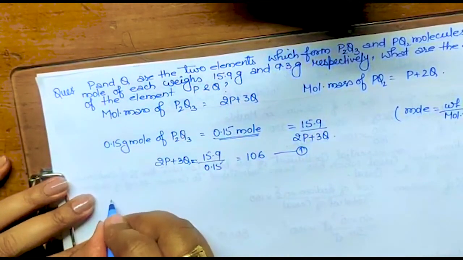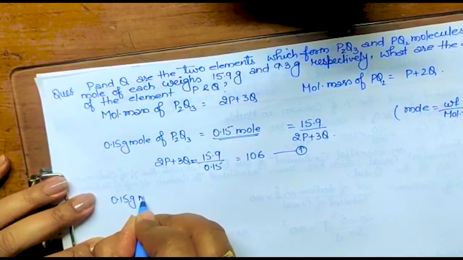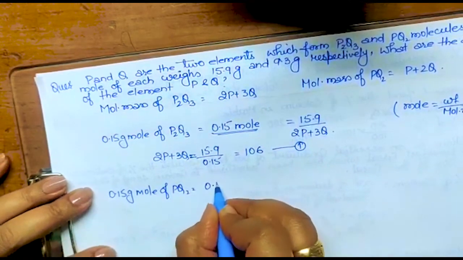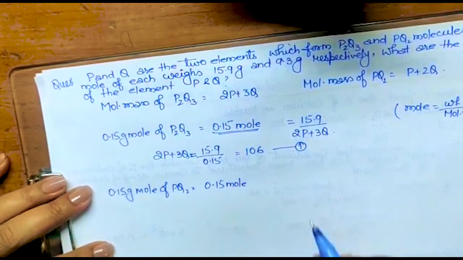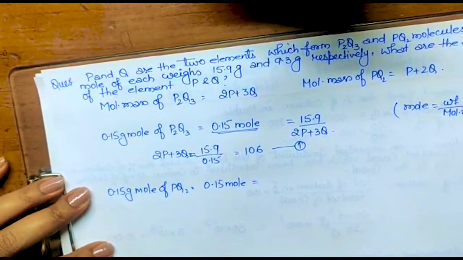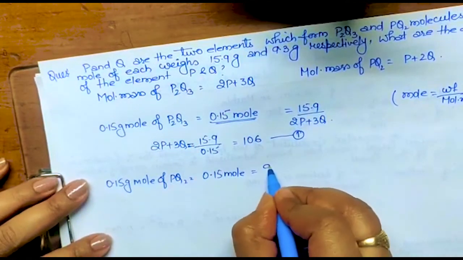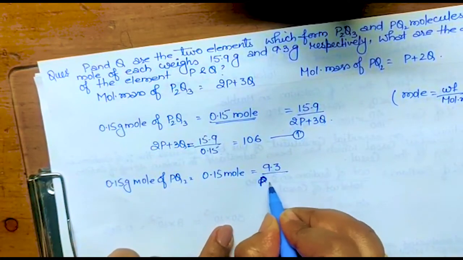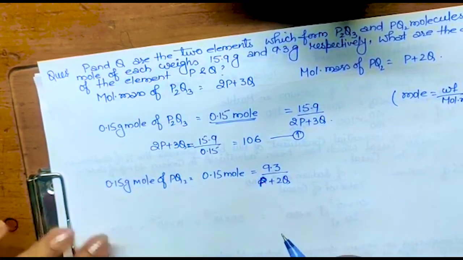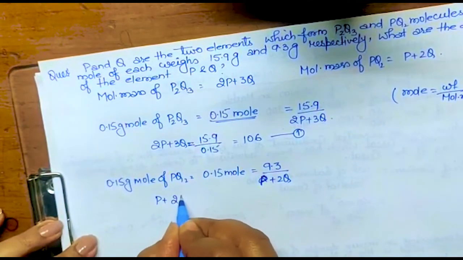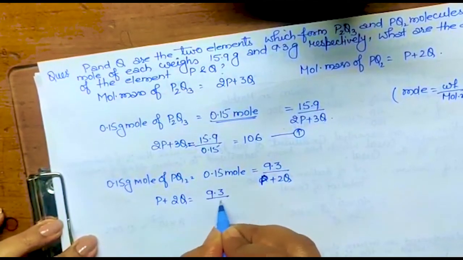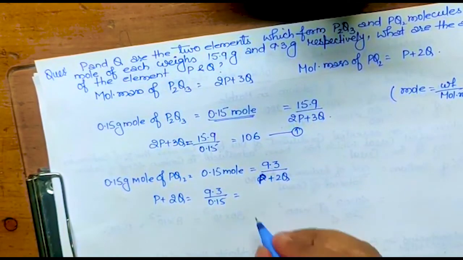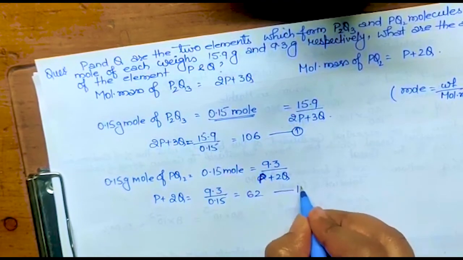Similarly, next, 0.15 gram mole of PQ2. We can write 0.15 mole of PQ2, isn't it? And that is weight upon molecular mass. The same formula we will use. Weight is 9.3 upon the molecular mass, which is P plus 2Q, isn't it? So can we write P plus 2Q is equal to 9.3 divided by 0.15? So solve it. This comes to 62. So we got two equations. Equation 2.